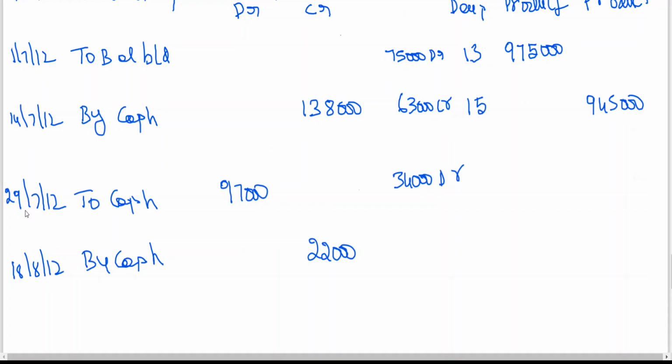Now again, you have to see the difference between 29/7 and 18th August. 29th June and 29th July and 18th August means here 29 balance of days, July 2 days, 2 plus 18, 20 days. You following? So 34,000 into 20 days is coming to 6,80,000 debit product.